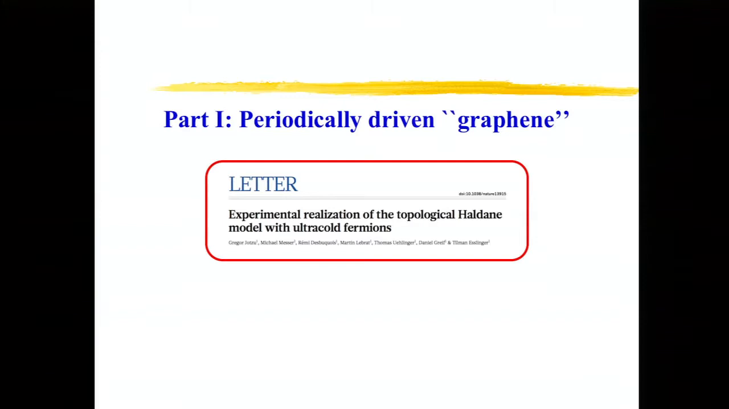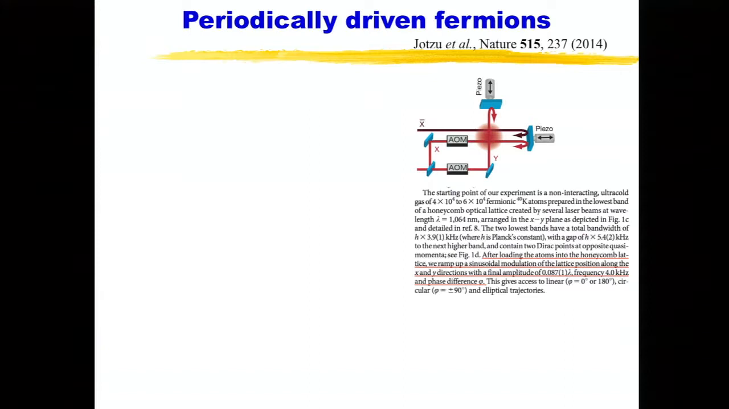Now you start thinking, these are neutral objects, so I need something which gives a complex hopping amplitude. If I don't do anything, there will be time reversal invariance, a real hopping matrix element, and nothing really surprising happens. How do I do it? You do it by shaking. Let me show what they do.